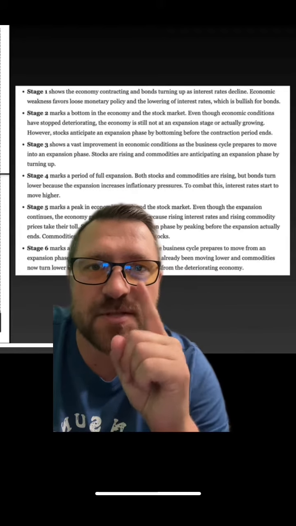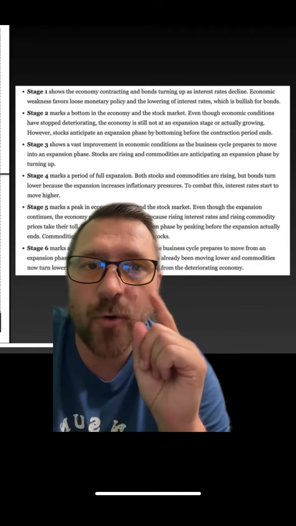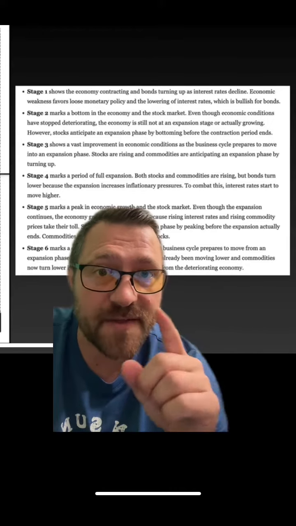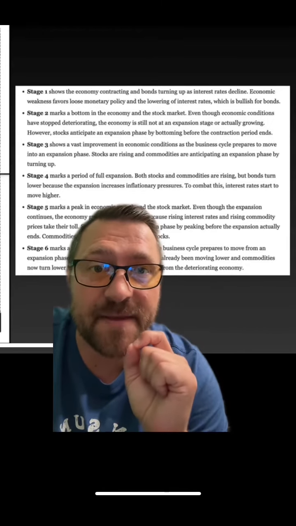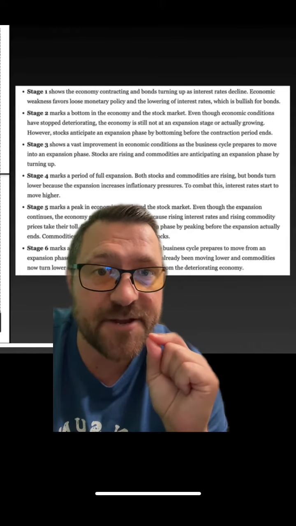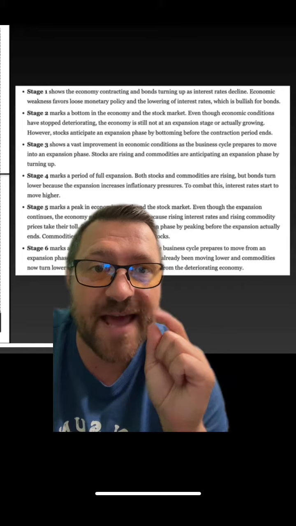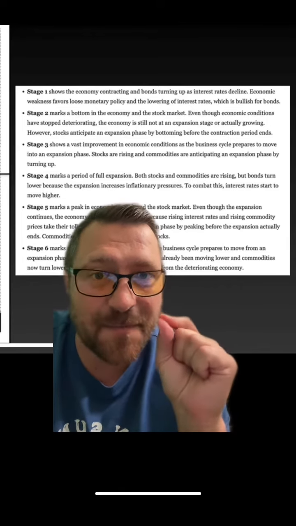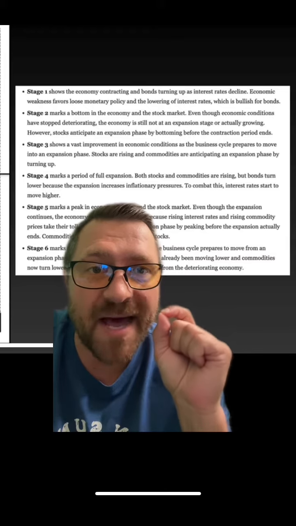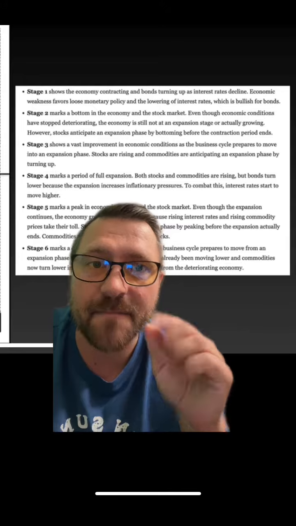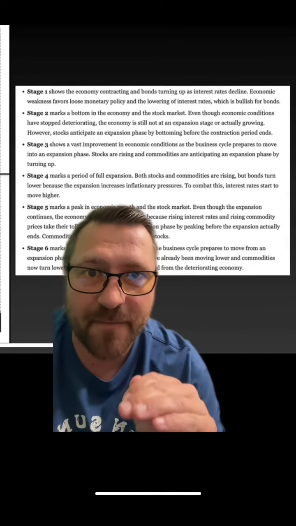Economic weakness favors loose monetary policy and the lowering of interest rates, which is bullish for bonds, really bullish for everything. Stage two marks a bottom in the economy and the stock market. Even though economic conditions have stopped deteriorating, the economy is still not at an expansion stage or actually growing. However, stocks anticipate an expansion phase by bottoming before the contraction period ends. So stage two is really the bottom of the decline, the bottom of the market.